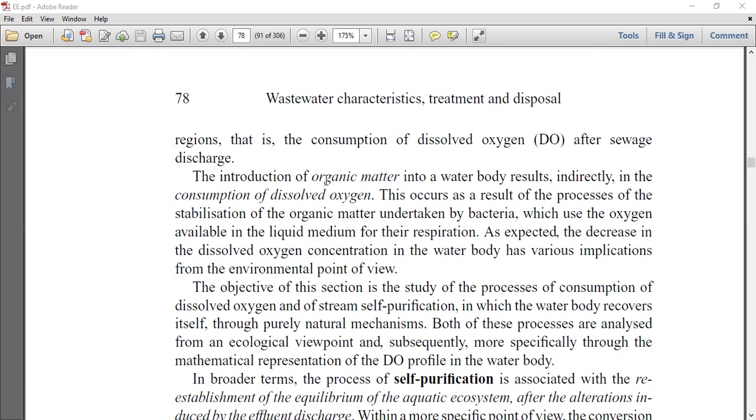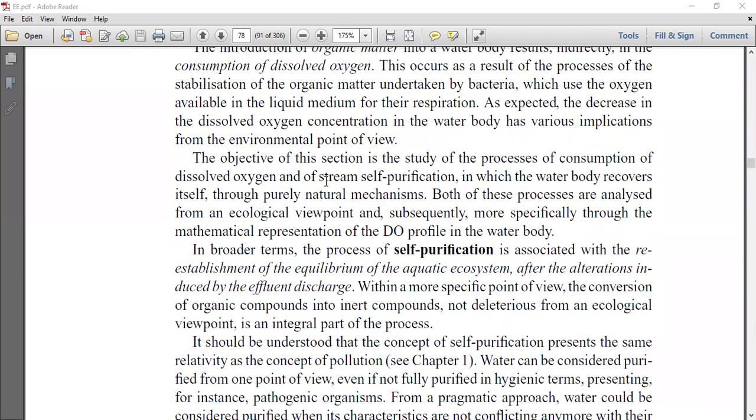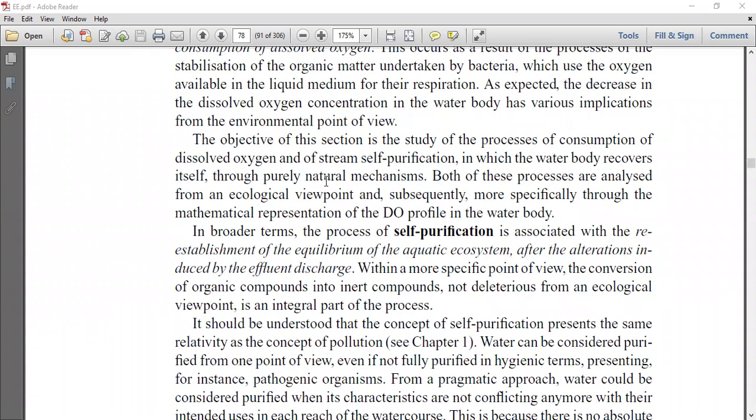As expected, the decrease in the dissolved oxygen concentration in the water body has various implications from the environmental point of view. The objective of this section is to study the processes of consumption of dissolved oxygen and of stream self-purification, in which the water body recovers itself through purely natural mechanisms. Both of these processes are analyzed from an ecological viewpoint and subsequently more specifically through the mathematical representation of the DO profile, the dissolved oxygen profile, in the water body. In broader terms, the process of self-purification is associated with the re-establishment of the equilibrium of the aquatic ecosystem after the alteration induced by the effluent discharge. From a more specific point of view, the conversion of an organic compound into inert compounds, not deleterious from an ecological viewpoint, is an integral part of the process.